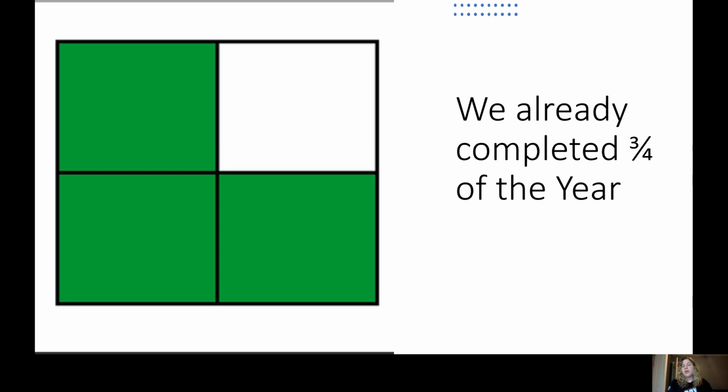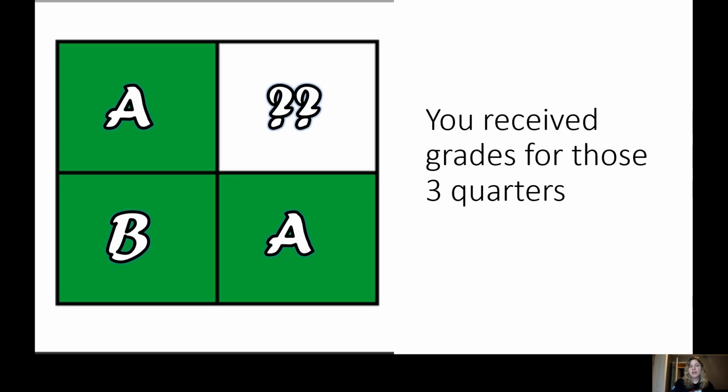So as you guys know, we completed 3/4 of the year. So in green, those 3/4, you're already set. Those grades were finalized and part of your GPA well before spring break. So whatever grades were in those boxes, this person I put ABA, those will stay the same. It's this 4th quarter with the question marks that everyone's curious about.